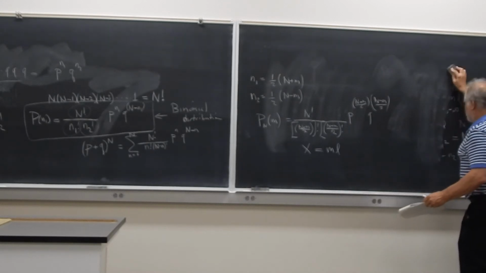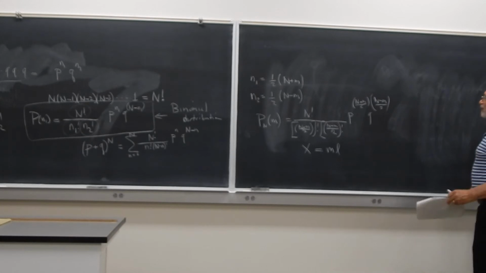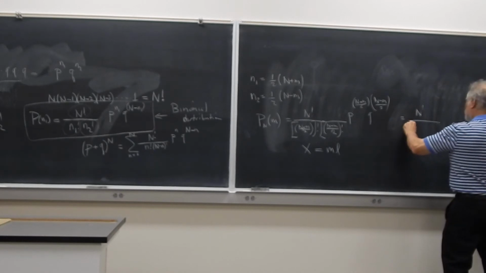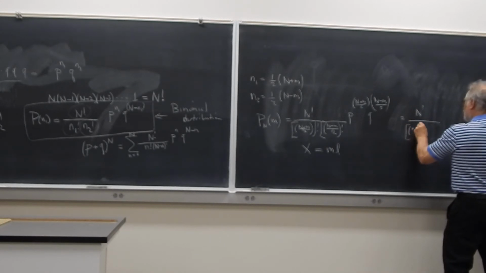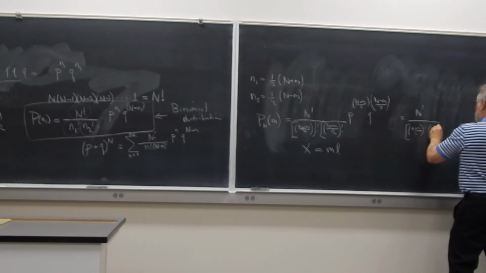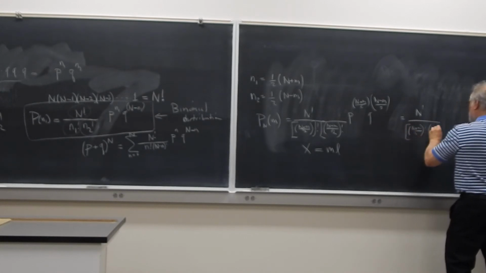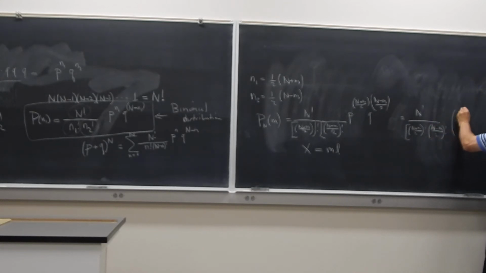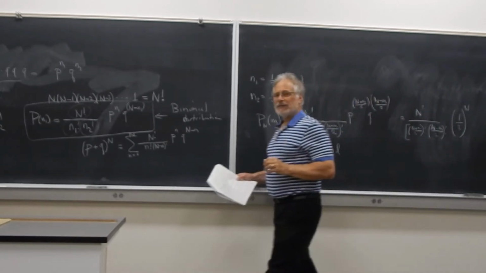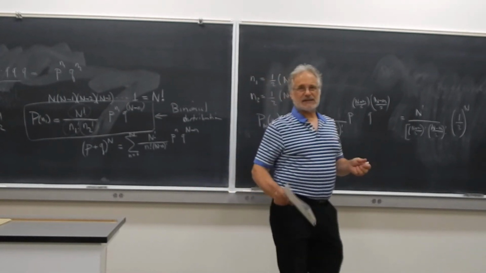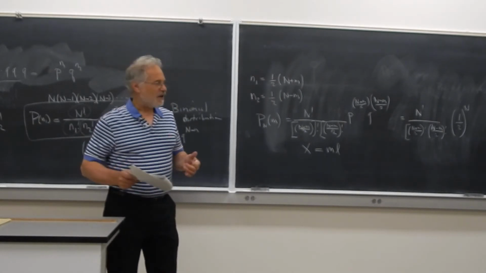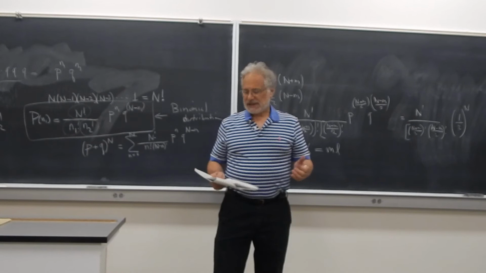To simplify it even further, if P and Q are both equal to 1/2, this becomes very simple. It's n factorial over (n plus m over 2) factorial, (n minus m over 2) factorial, times 1/2 to the n. And you might say, what has this got to do with physics? This notion of inebriated students at lampposts seems to be pretty far removed from serious physics.